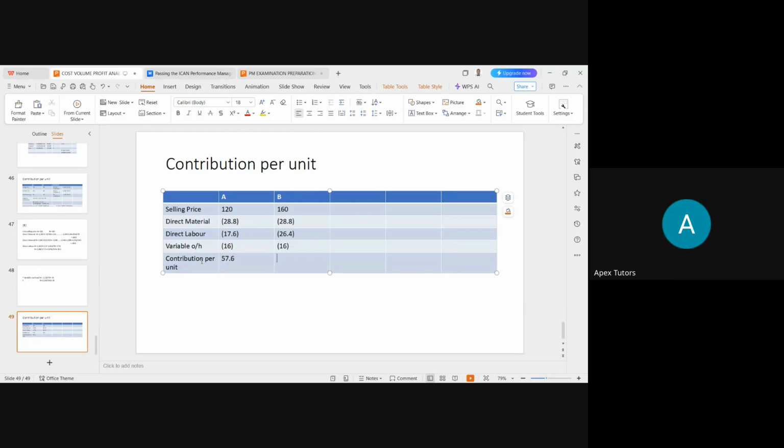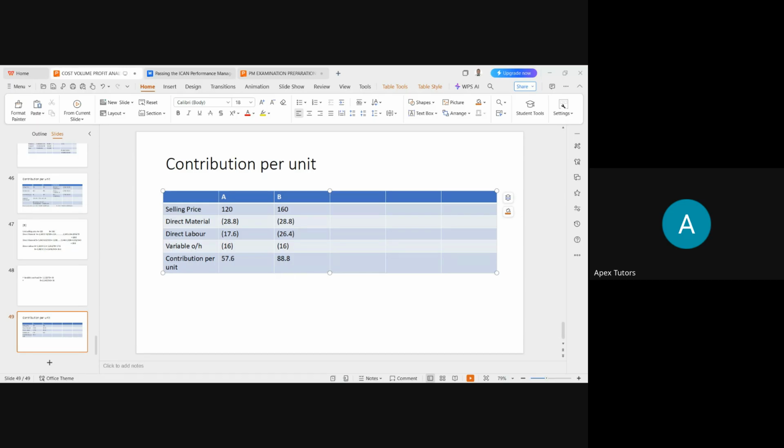The contribution per unit is 88.8. Now, from the question, what do we want to determine? Calculate how much sales revenue must be made to earn an after-tax rate of return of 12%. We're trying to calculate the sales revenue that must be made to earn an after-tax rate.